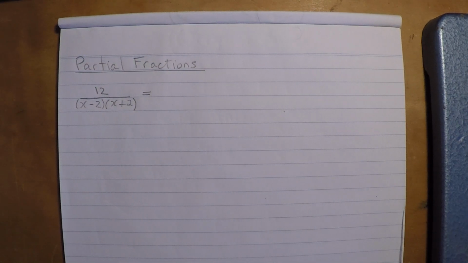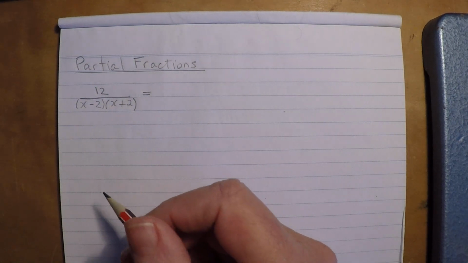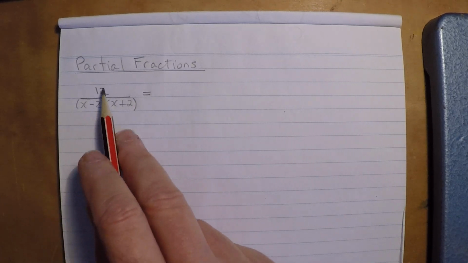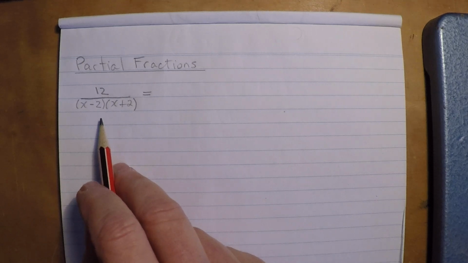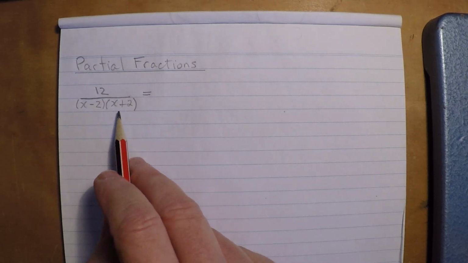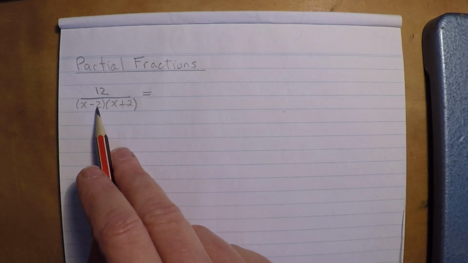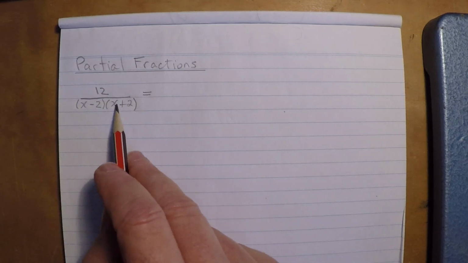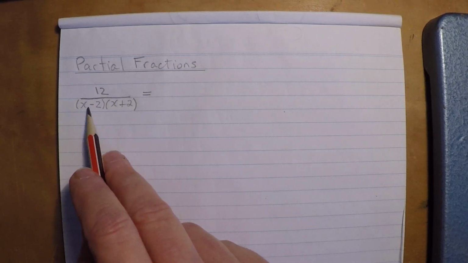Hello everyone. In this video I'm going to demonstrate the method of decomposing a rational expression like this, a ratio of two things, into partial fractions. Now it's important that in the denominator we have two linear factors. We'll deal with a more complicated one in a minute, but x minus 2 is linear, x plus 2 is linear. Remember, it's linear if the highest power on the pronumeral x is 1, which it is.